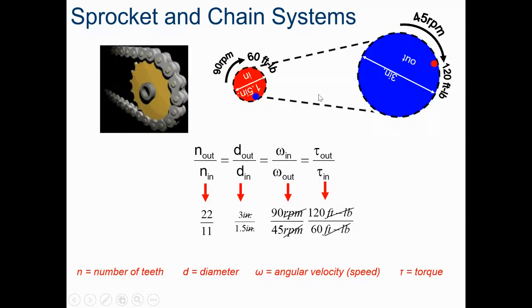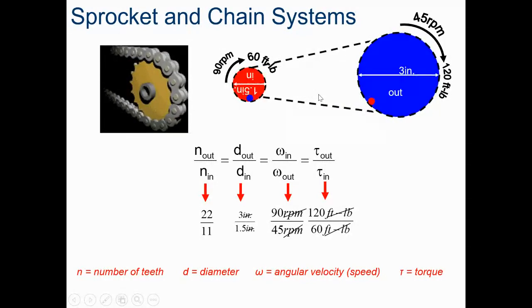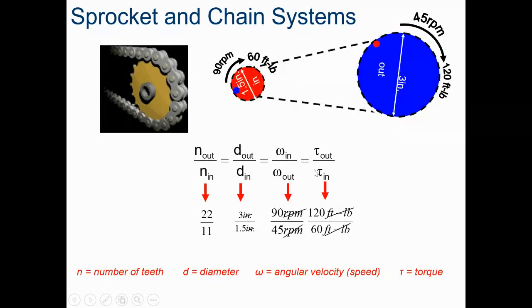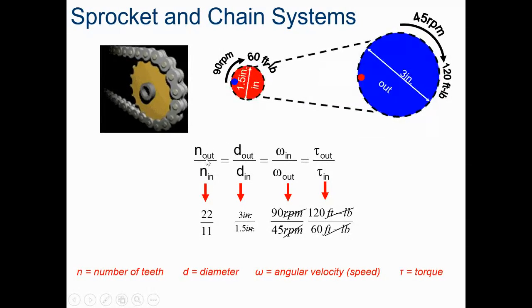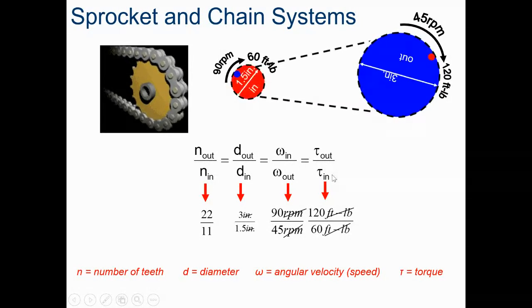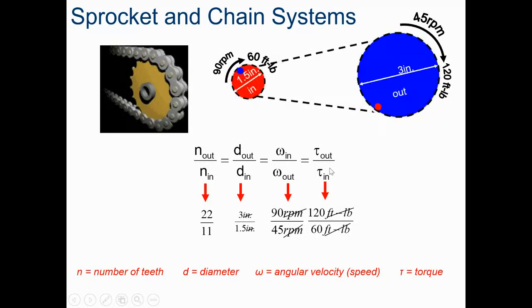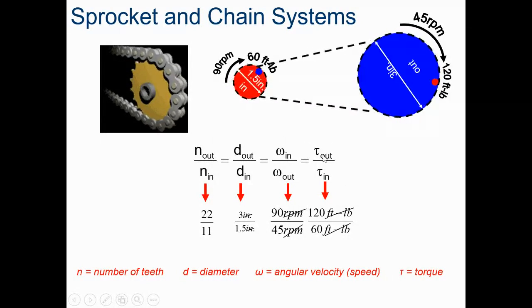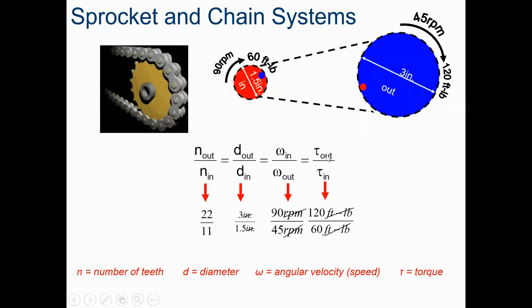And so what we'll be looking at is how do we use this information to find missing pieces. So if I was looking for what the output torque was and I knew the input torque, I can use this information either about the diameters or the number of teeth to help me figure out what that output torque should be given my input torque, or vice versa. Whatever that missing piece of information is, I can use a combination of 2 out of these 4 equations here to figure out that missing information.